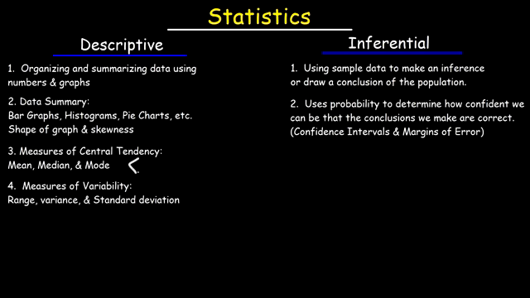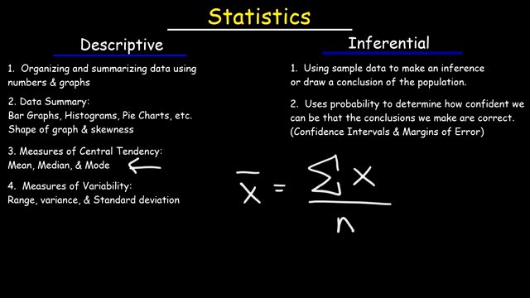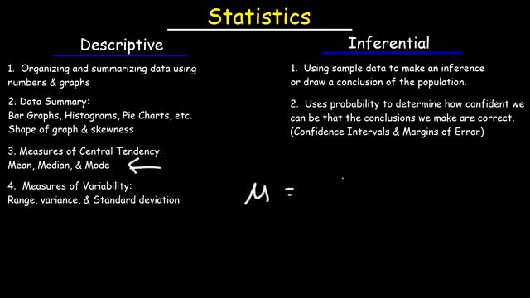So for instance, under measures of central tendency, we have things like the mean, the median, and the mode. Now there's two types of means that you want to be familiar with. The first one is the sample mean, which is basically a sum of your sample data divided by the number of data items in your sample. The second is the population mean, which is also the sum divided by the number of data items in the population. And the mean is basically the average.